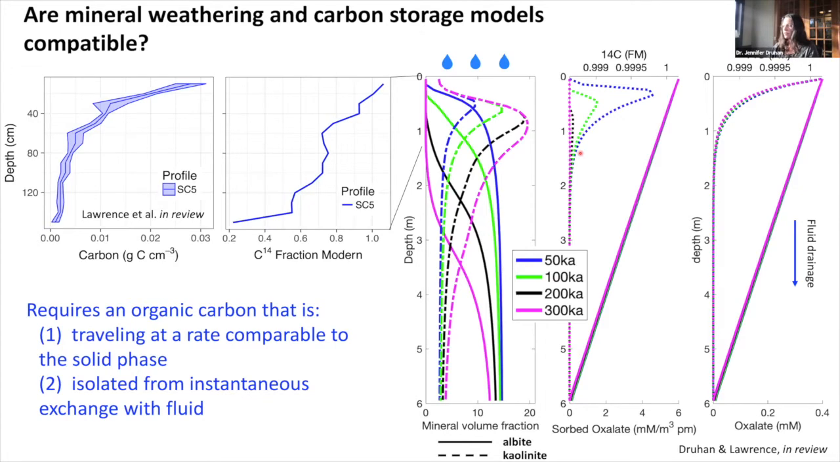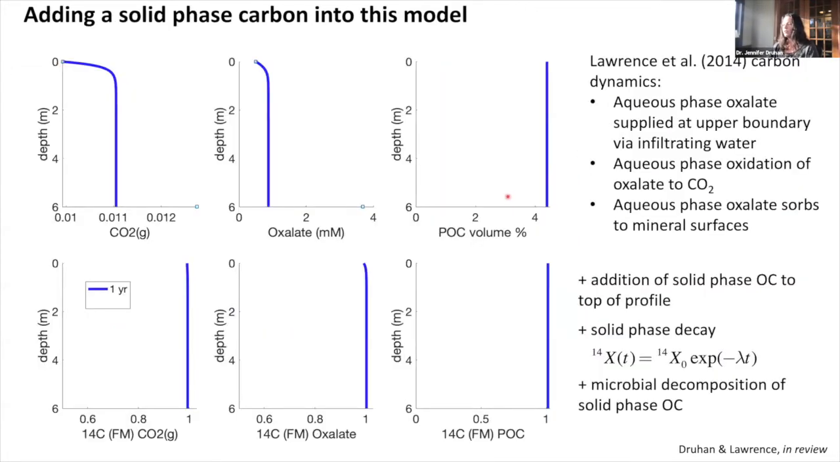And I'm going to see if I can build in a carbon that acts more like a particulate or a solid phase. So once again here, I'm showing you initial conditions. So now, in addition to the oxalate, that's the dissolved organic acid that we've been thinking about so far, and the CO2 that gets generated from mineralizing or respiring that organic acid, I'm also going to have a solid phase carbon. The oxalate is coming in from the top in the fluid as fluid percolates down through the soil.